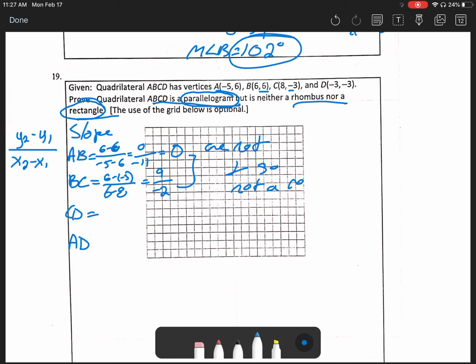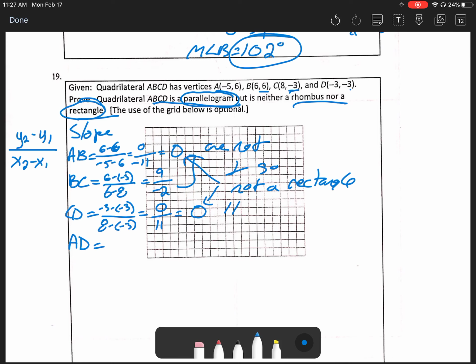so not a rectangle. I keep going from C to D, so I do my change in y, negative 3 minus negative 3, over my change in x, which is 8 minus negative 3. That's going to be 0 over 11, which is still 0. So I know that these two sides are parallel.